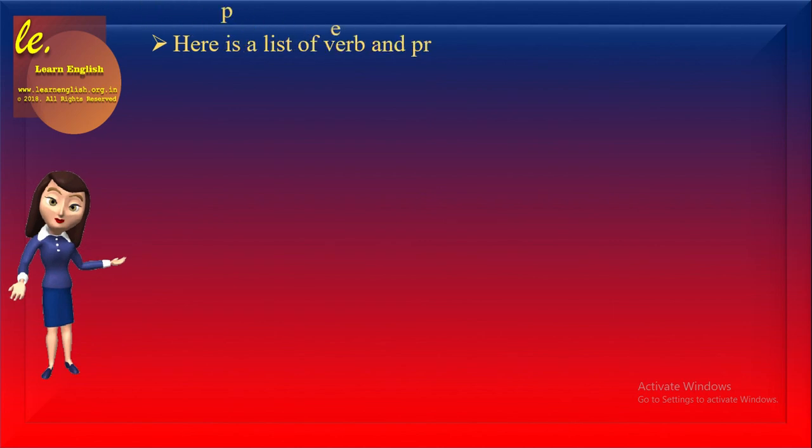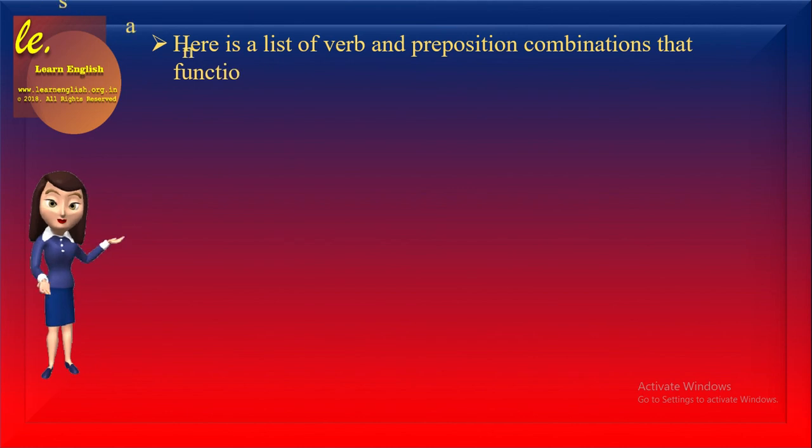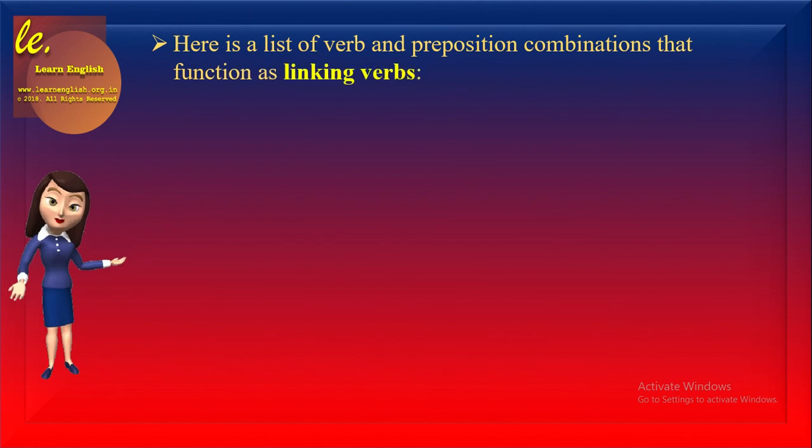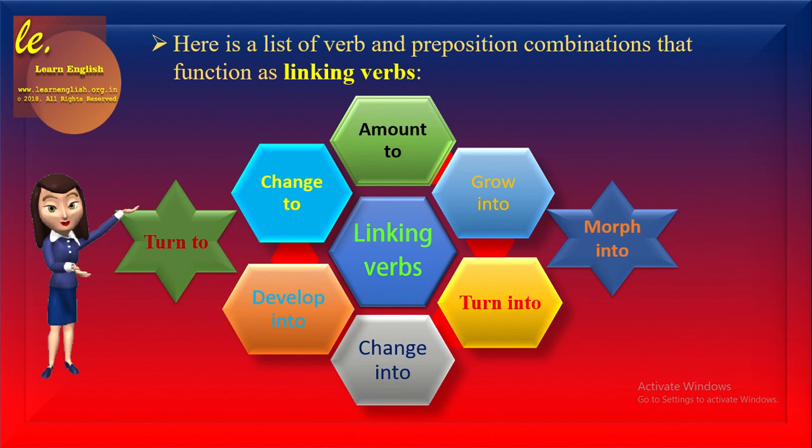Here is a list of verb and preposition combinations that function as linking verbs. Amount to, change to, develop into, turn to. These are all compounds joined by to or into: morph into, grow into, change into.